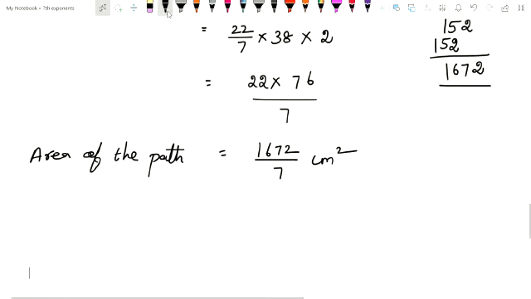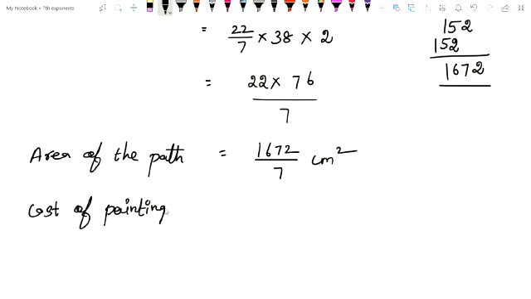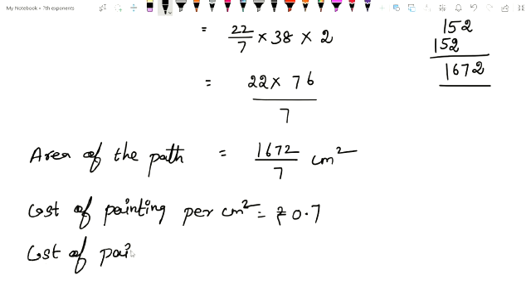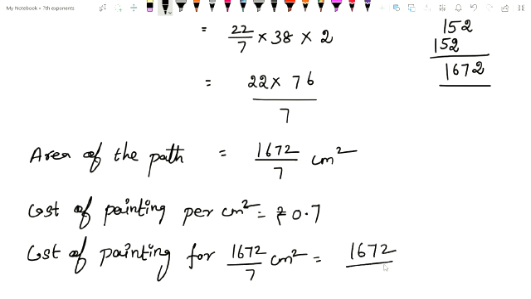So, cost of painting per centimeter square equal to rupees 0.7. So, cost of painting for 1672 by 7 centimeter square equal to 1672 by 7 into 0.7.